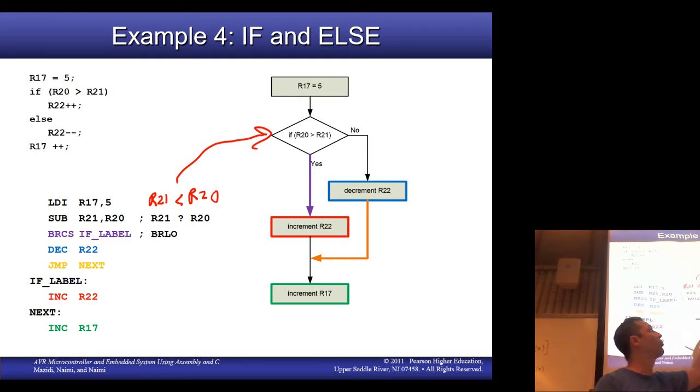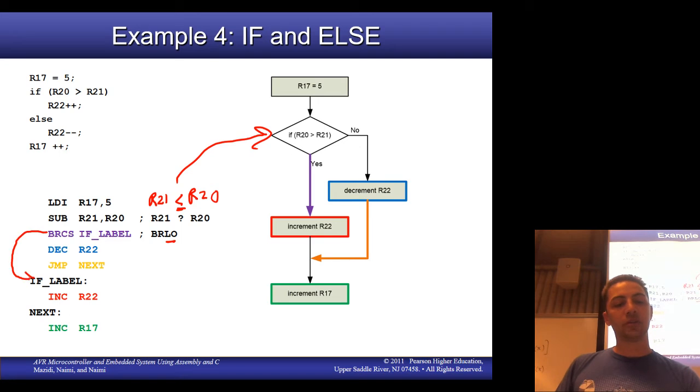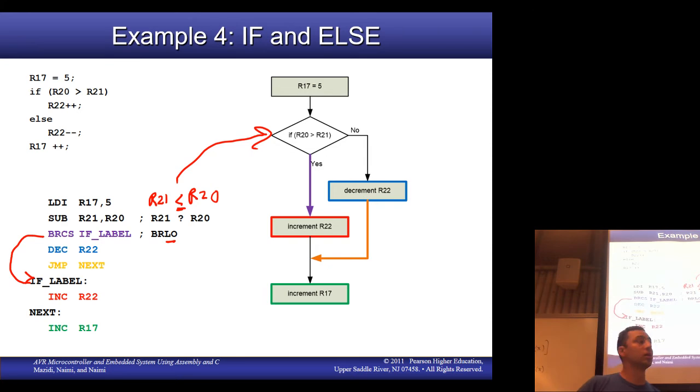I have written R20 greater than R21, but I think we've seen at this point you just swap the order because we don't have just greater than. We have greater than or equal to, we have same or higher, but we don't have greater than. So you have to swap the order of the arguments. And then the lower than is what tells us what our condition is. So we're going to branch to the if label. We branch down to there. So that's why it's a purple line in the flowchart, purple line of code in the example.